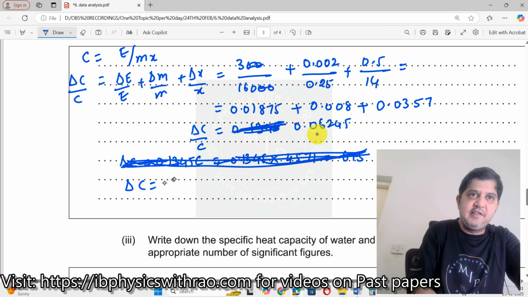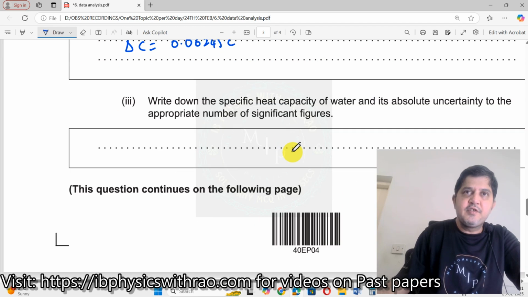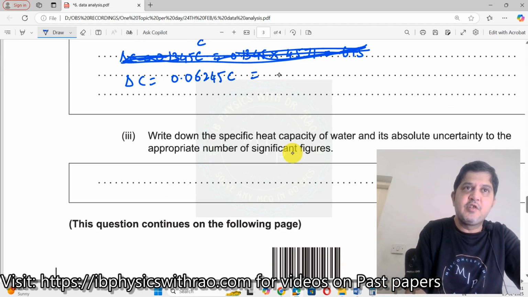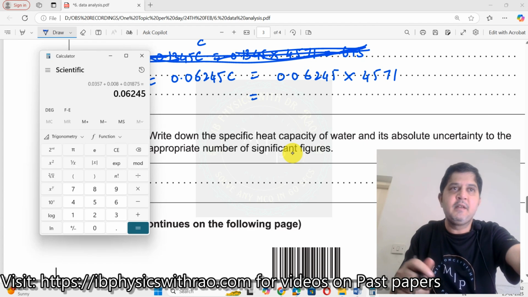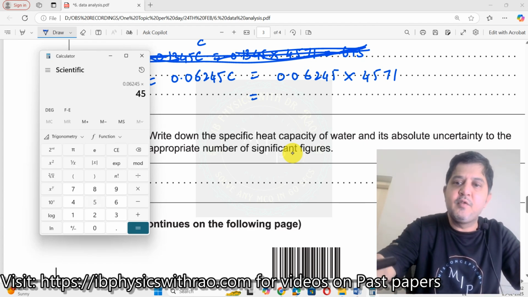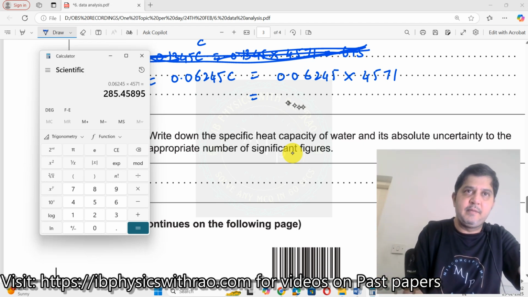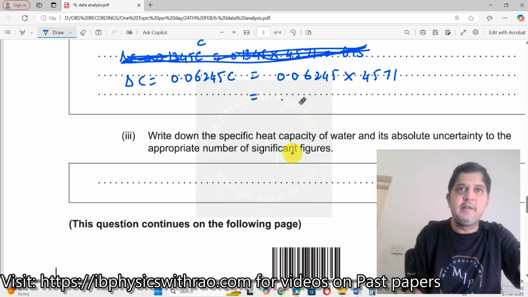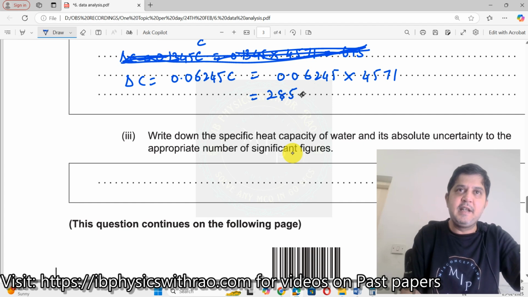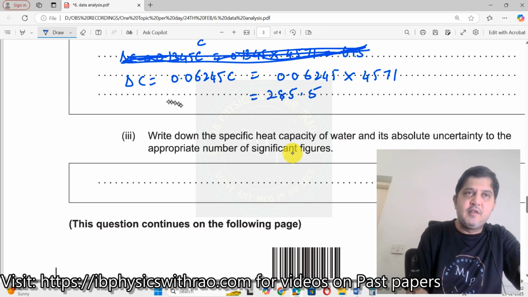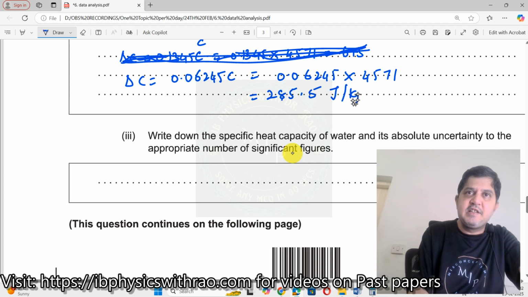So I get delta C is equal to 0.06245 C, which should now be equal to 0.06245 multiplied by the value of C, 4571, which should give me 285. Yeah, this is the right 285. What is the decimal here? 285.45, so 285.5. Okay, I get this value. So what is this delta C? Delta C is in joules per kg Kelvin. So finally, we got this value.